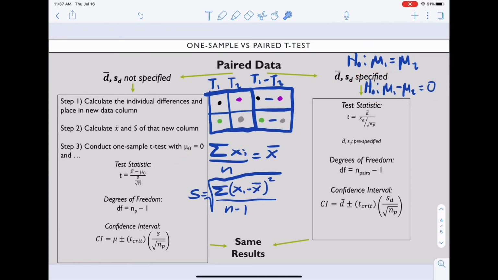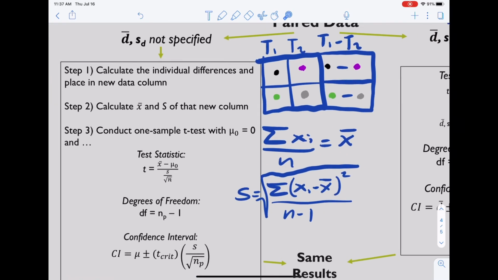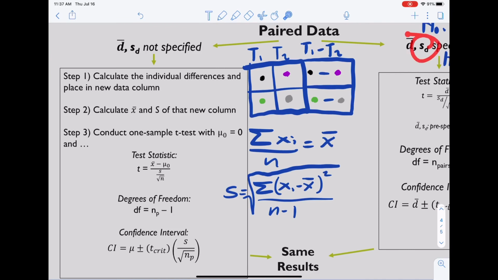The math behind the scenes for this is gross, right? I don't want to take the time to do it, because we already know how to do this. We already know how to find this much easier sample standard deviation based on this one column.